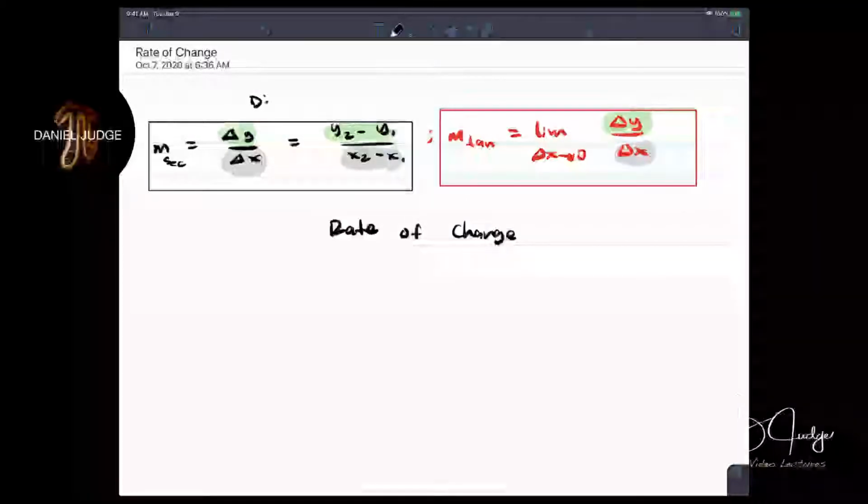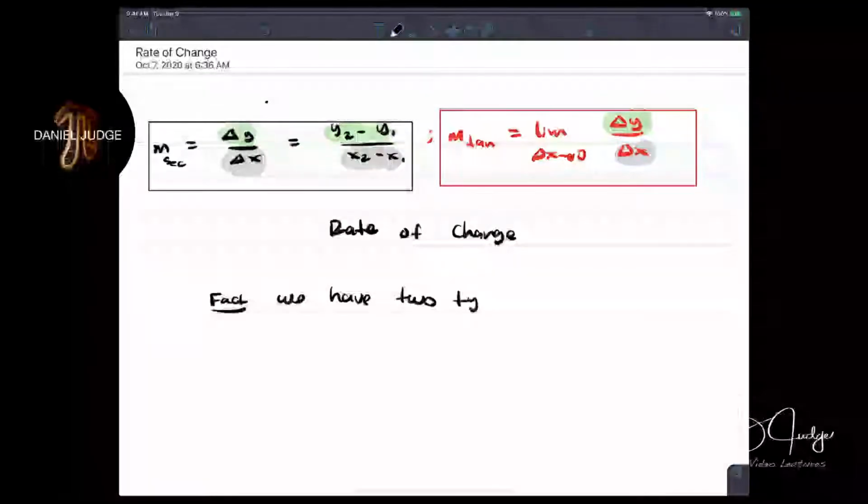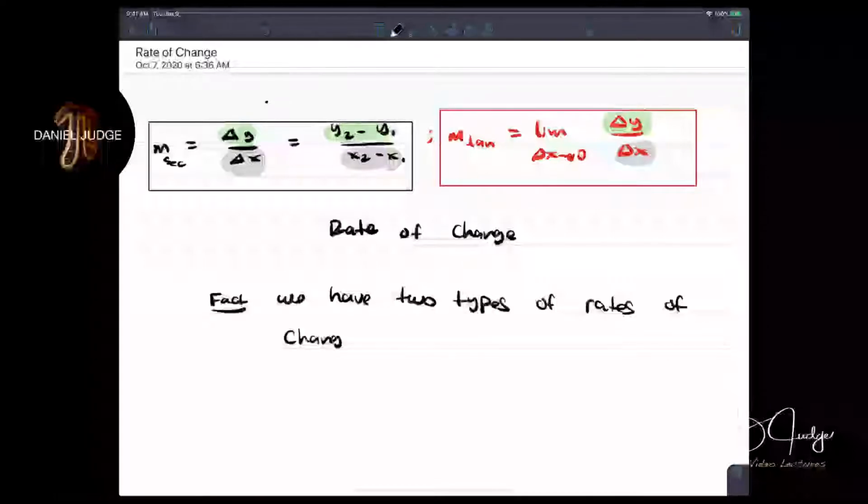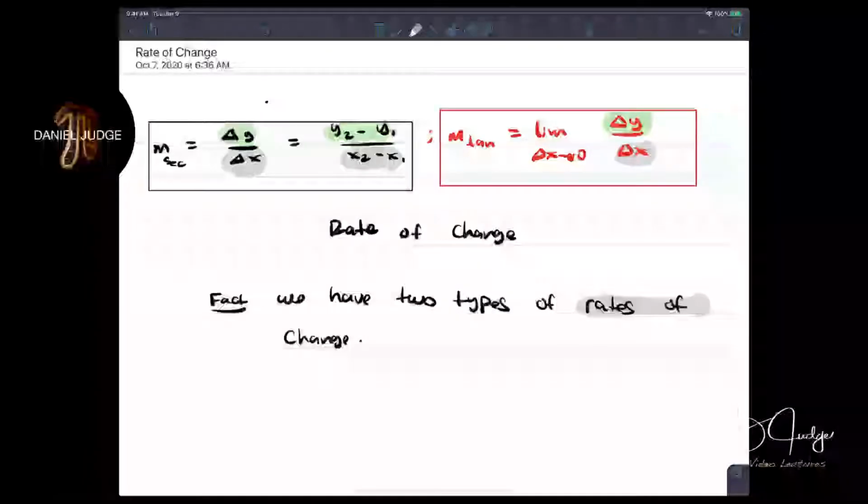Here's my difference quotient. Well, it's a difference quotient. We already wrote that down. It's a rate of change. And we have two types of rate of change here. So let me give you guys this fact here. We can start talking about the context and the difference. So we have two types. And you say, two types, what are they?